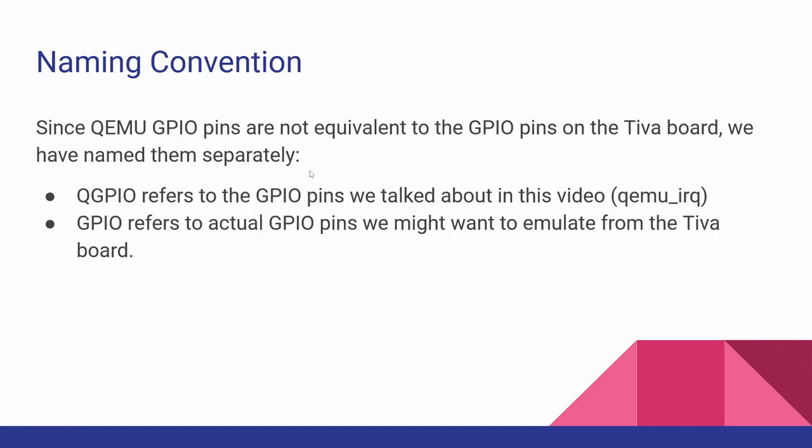Since we have GPIO pins that we want to talk about on the TIVA board and inside QEMU itself, we will, from this point on in our videos and write-ups, name them separately. We have named QGPIO to refer to the GPIO pin we talked about in this video, the QEMU IRQ stuff, and then just regular GPIO will refer to actual GPIO pins that we want to emulate from the TIVA board itself.